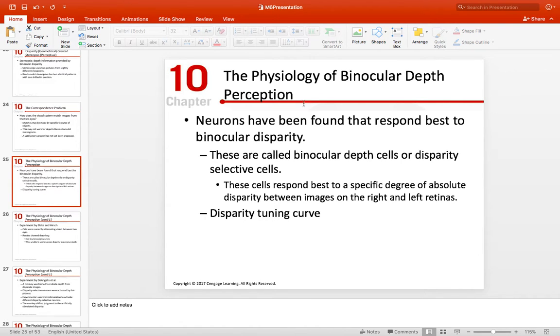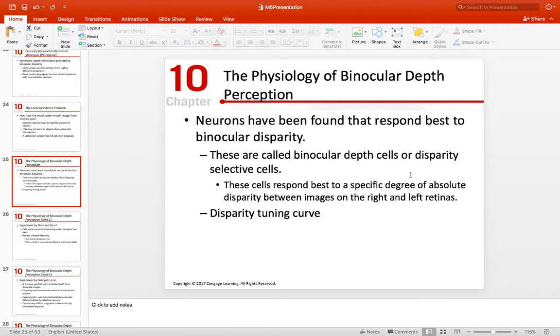You also need to be aware, of course, of the physiology of depth perception. We do have cells throughout the visual system, in the visual cortex, for example, that tend to respond to different levels of disparity. Some images will produce greater disparity than others, and we do have neurons that respond to that. Neurons have been found that respond best to binocular disparity. These are called depth cells, and this was found using physiological studies, primarily with monkeys. So that's something to look at in the chapter.